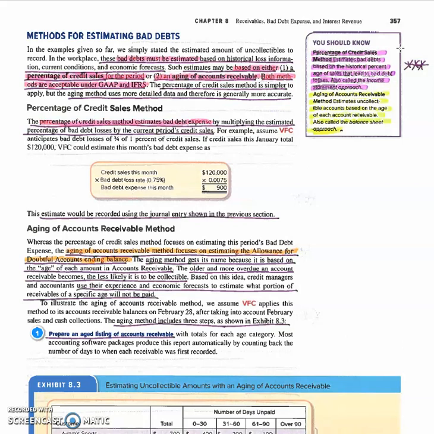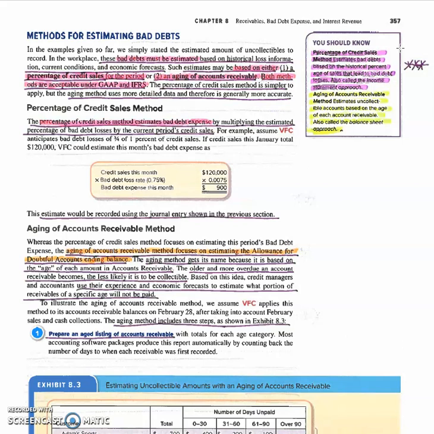So let's say we had $100,000 in credit sales, and we estimate that 1% of those will be uncollectible. So $100,000 times 1% gives you $1,000. So under the percentage of credit sales method, we would then just debit bad debt expense for $1,000, credit the allowance for doubtful accounts for $1,000.